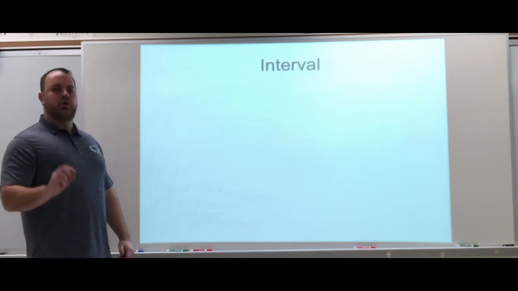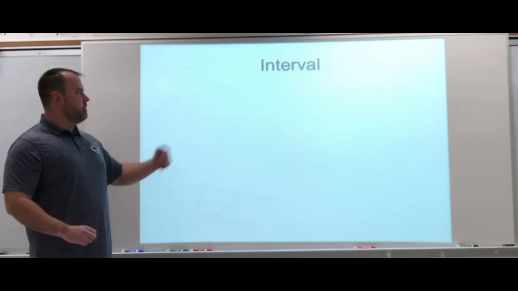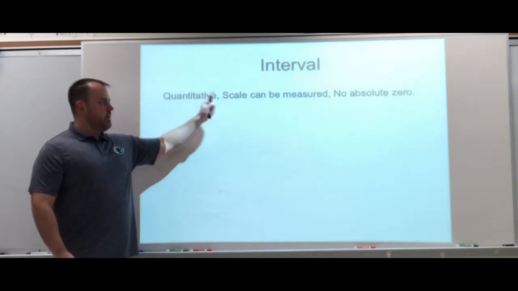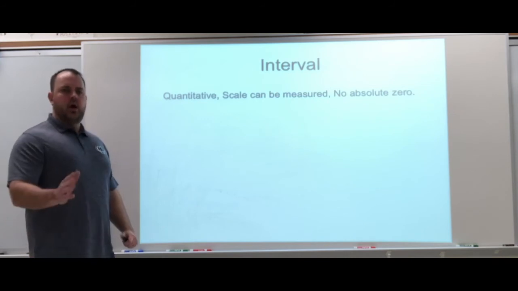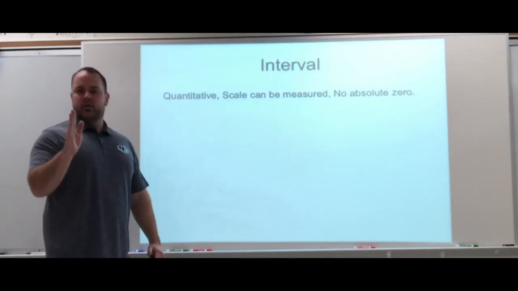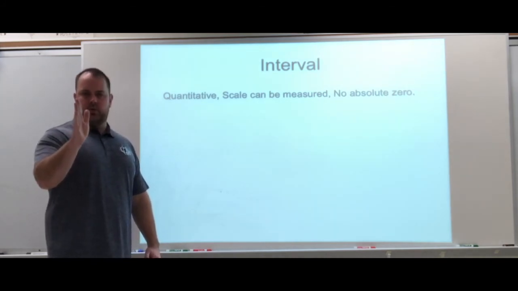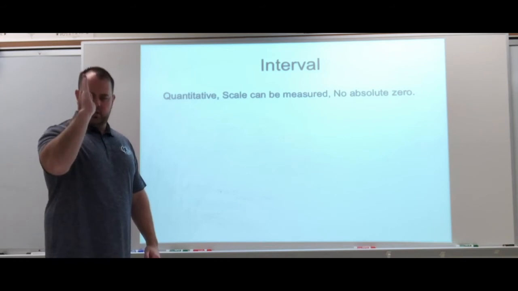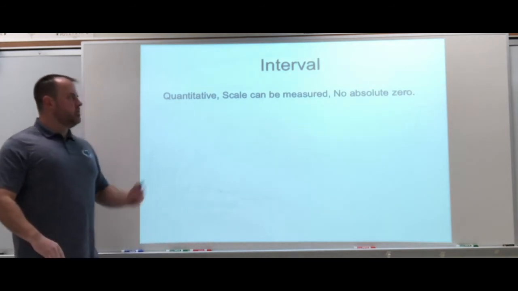Interval. Now, interval and ratio are going to be the numerical data, the quantitative data. So for interval, quantitative, scale can be measured, but there is no absolute zero. No absolute zero means that yes, it can get to zero. You can get a value of zero, but it doesn't mean that's the end point or the starting point. An absolute zero means that is it. There's almost a wall there. So we're looking at no absolute zero.